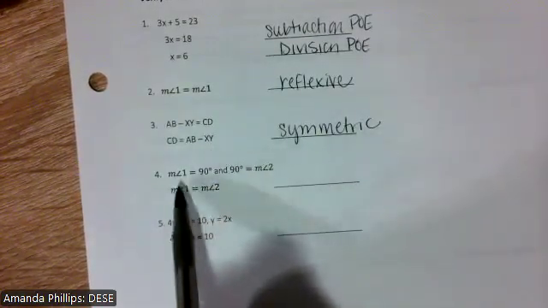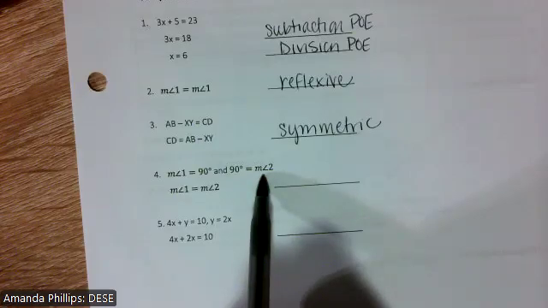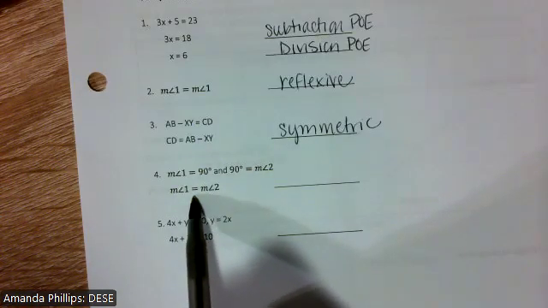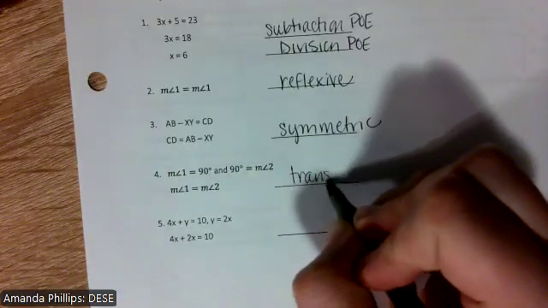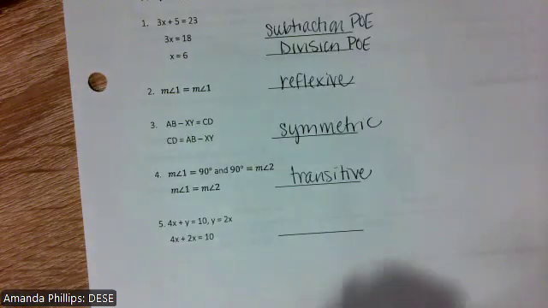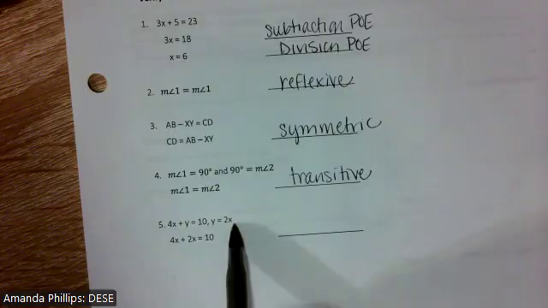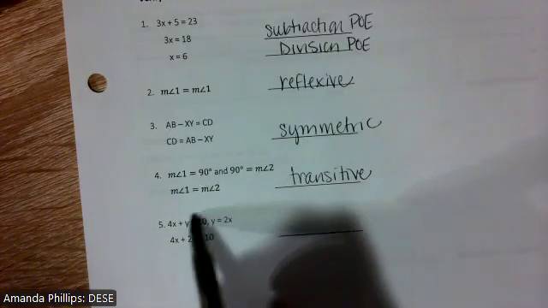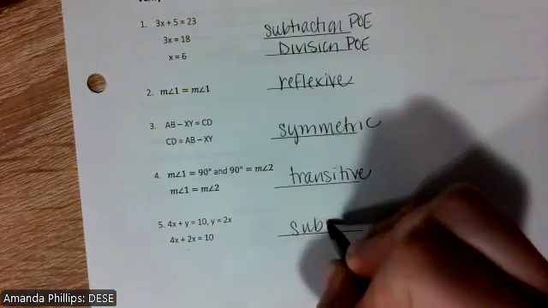Here we have this one. The measure of angle 1 is 90 degrees, and 90 degrees is also the measure of angle 2. So I know that angle 1 equals angle 2. Well, of course, that is my transitive property. And then the last one, number 5, I have 4x plus y equals 10, and I know that y equals 2x, so I just plugged in 2x for y. So that is my substitution.